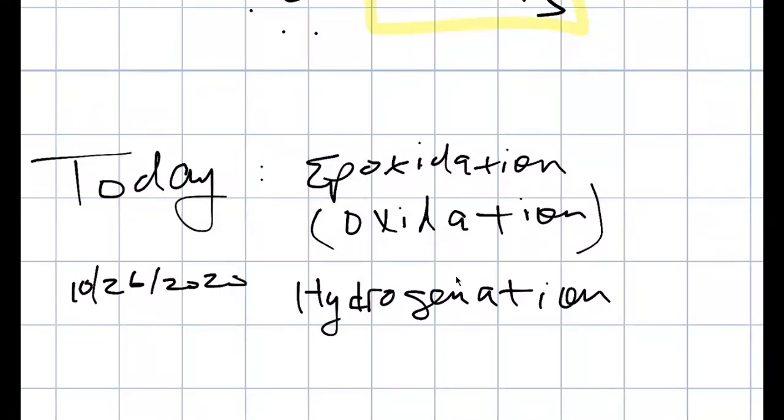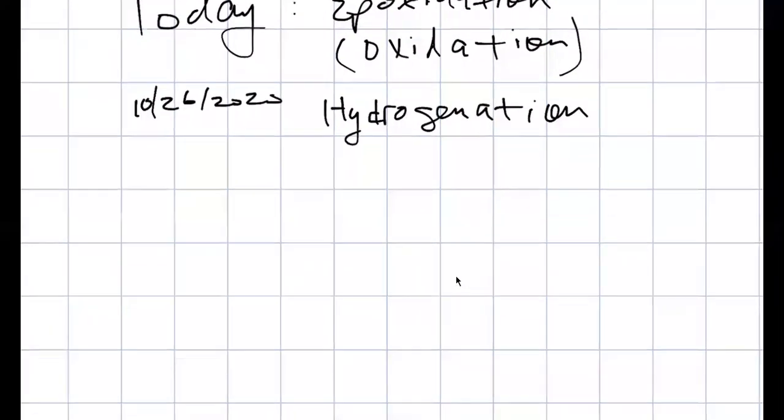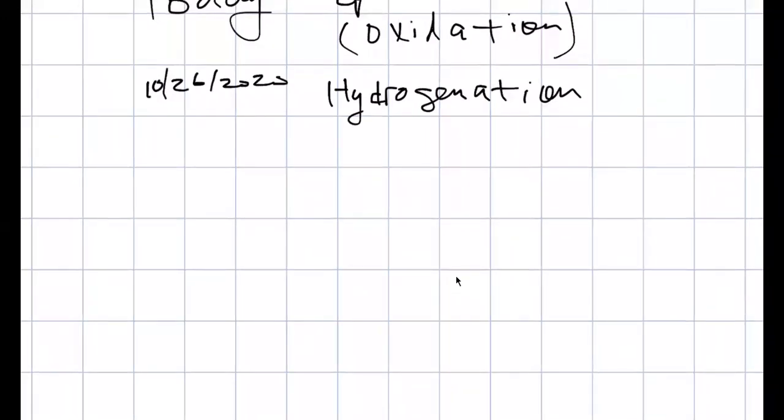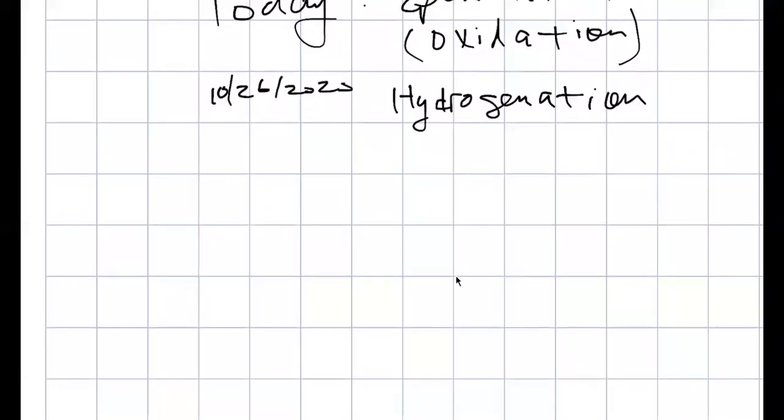All right, so let's look at real quick a generic overview of epoxidation. Then we're going to go up and do the epoxidation problem that's on the handout that we're working on Friday. And then for hydrogenation, we're going to look at the other handout that we're going to start working on today. All right.